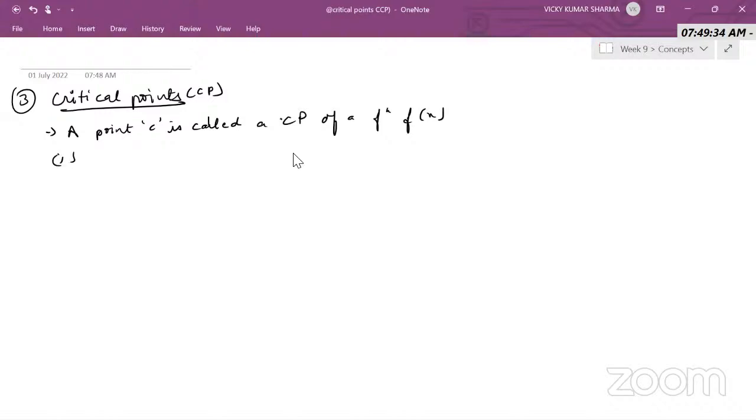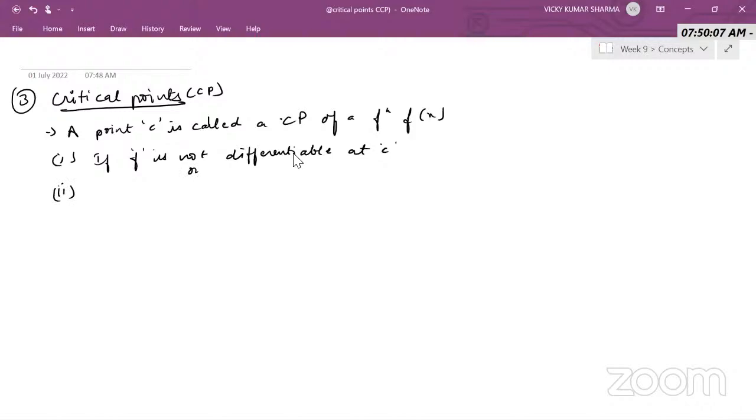So first condition, if either, or maybe I can say if f is not differentiable at c, when can we have this condition? When can we have this condition? Can anybody think? Graph this? It is not continuous at that point. Yeah. So those can also be a critical point.